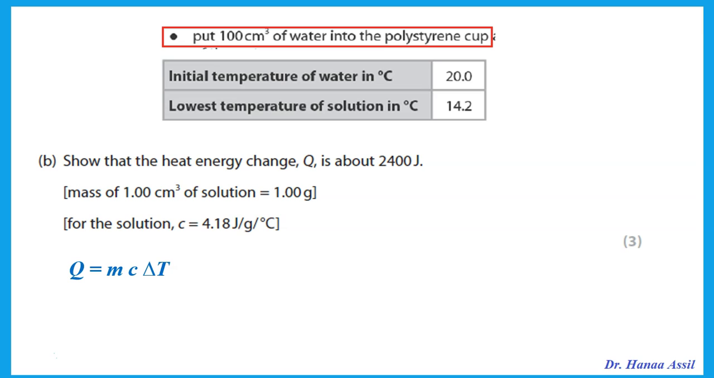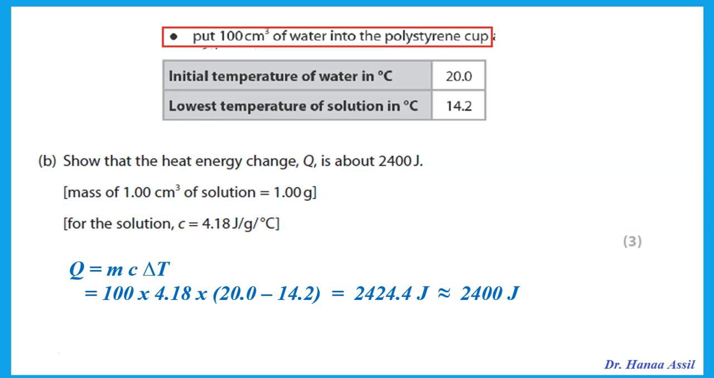And I'm going to remind you that when it says the mass of 1 centimeter cubed of solution is equal to 1 gram, this is just to tell you that for water or for a solution, the volume is the same as the mass because density is 1. So the 100 centimeter cubed is actually the same as 100 grams. So we're using 100 grams, not 1. The mass of the water is 100 grams.